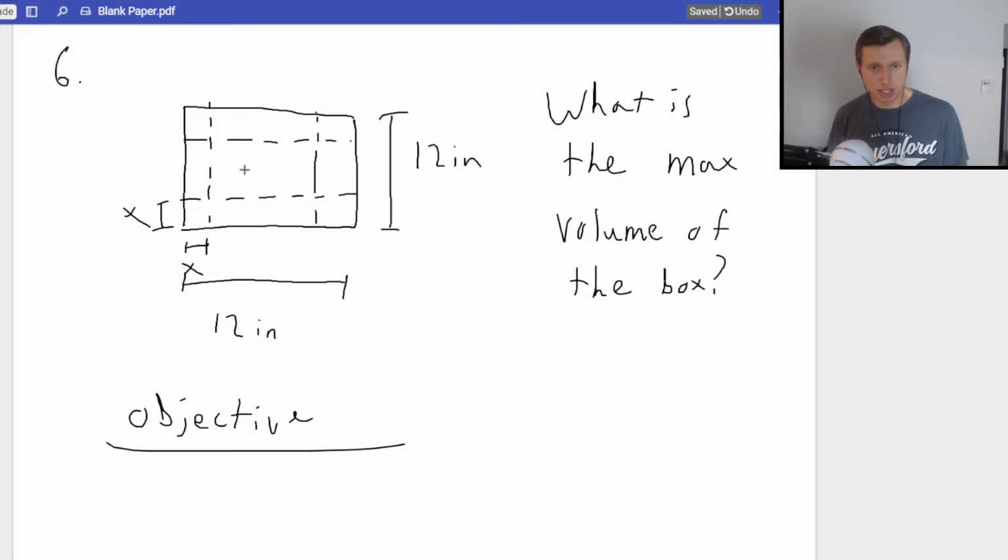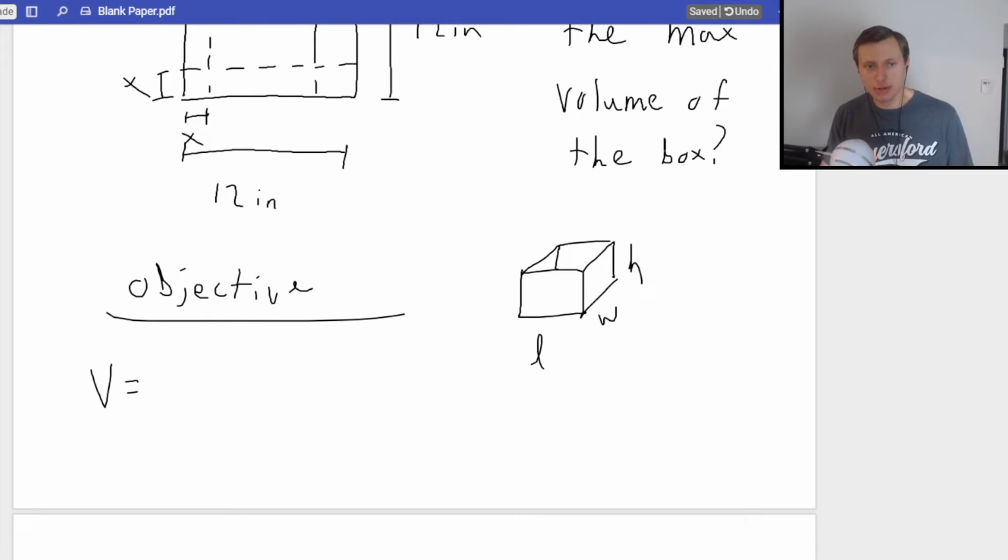First, I can't be using this box that's not folded up yet, because our box at the end of the day is going to be folded up. It's going to look something like this, like a rectangular prism with an open top. So now if I ask myself, what's the volume? Well, the volume of a rectangular prism is length times width times height. I recommend you know that.